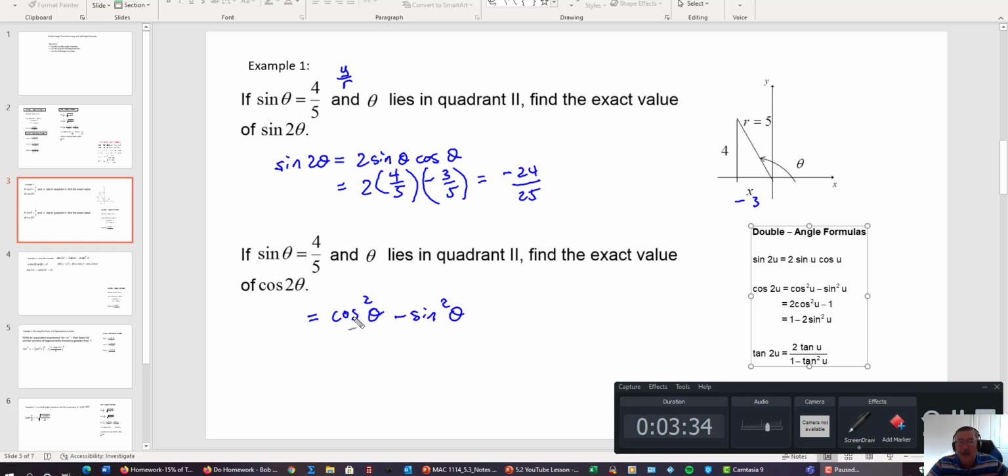And then cosine squared: we know the cosine up top here was negative 3/5, so we'll take negative 3/5 and square it. The sine was 4/5, so we'll take that and square it. Once again, we'll simplify this, so we'll end up with positive 9/25, squaring that, minus 16 over 25, which will give us the final answer of negative 7 over 25.